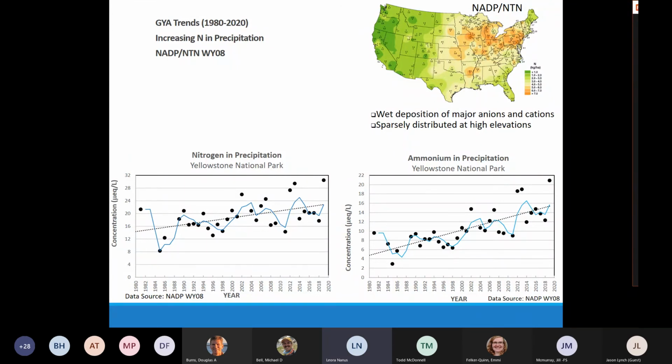These are some plots from the Wyoming 8 site in Yellowstone National Park showing nitrogen and ammonium in precipitation with significant positive increasing trends over time. The map on the upper right, this was pre-PRISM, shows the NADP sites, few at high elevations due to the fact that they're logistically difficult to maintain.